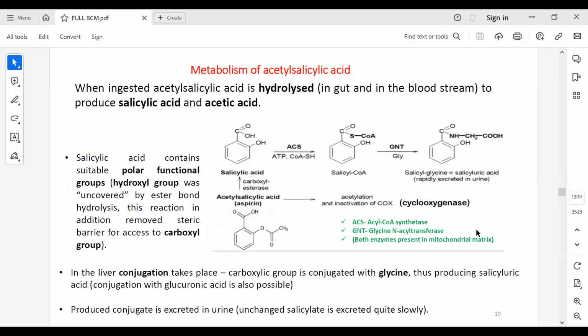Acetylsalicylic acid, our aspirin, is also metabolized here, and glycine is added to it. So in the liver, conjugation will take place. Carboxylic groups will be conjugated with glycine, thus producing salicylic acid, which conjugates with glucuronic acid. So apart from glycine, you can also conjugate with glucuronic acid and then excrete it out.